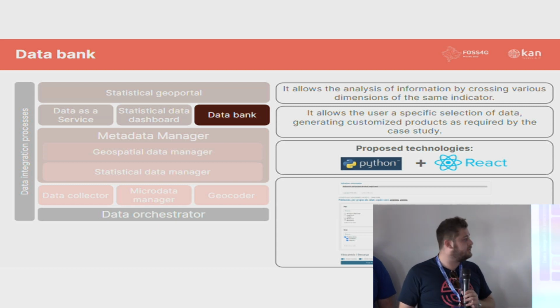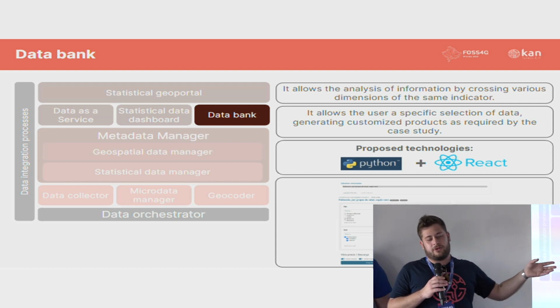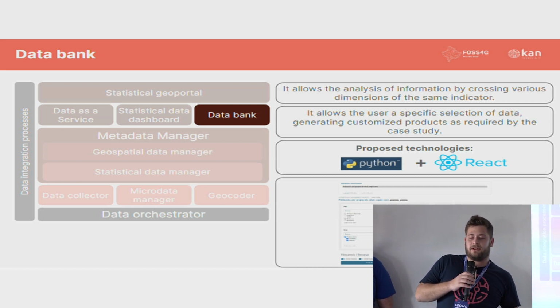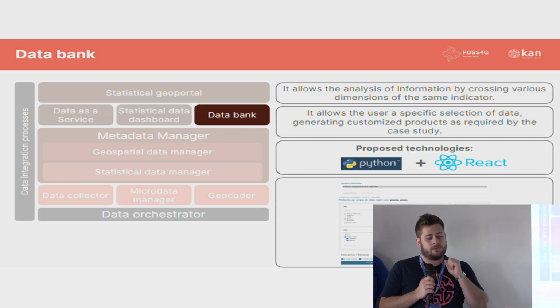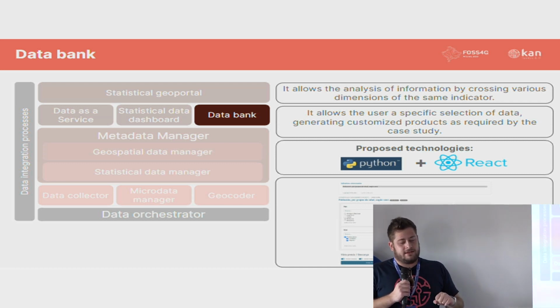So we also have the data bank. Basically, it's also a custom development. It has Python in the backend and React in the front end. The main feature of this component is to show multidimensional data. It's made with React, and it has super interactive tools to play with the dimensions of the data and a way to show and explore data cubes.